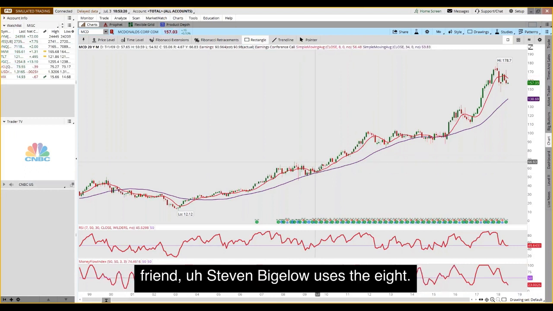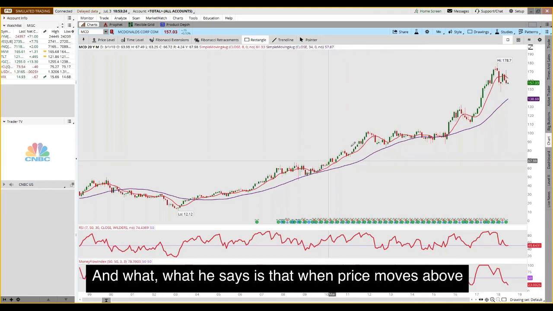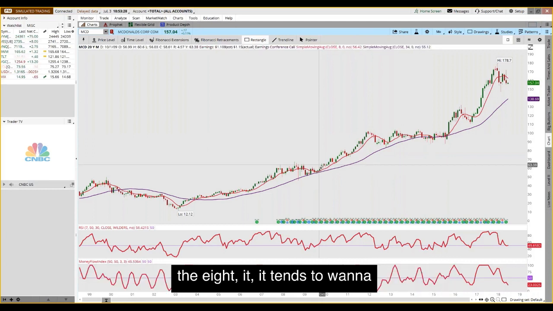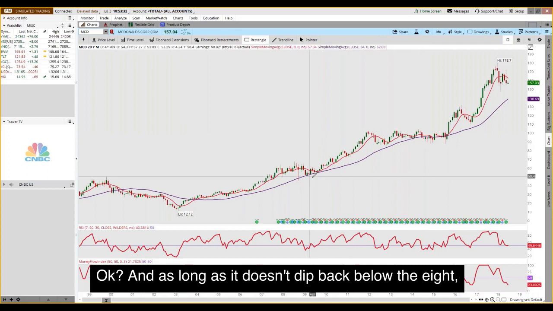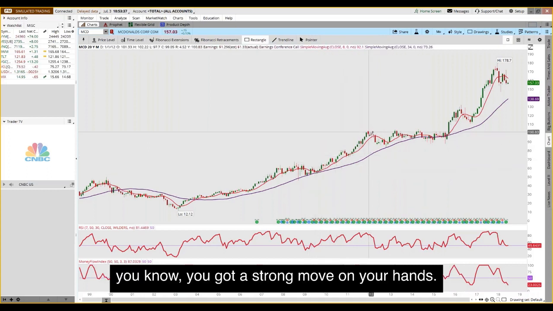My friend Stephen Bigelow uses the 8, and what he says is that when price moves above the 8, it tends to go on a run. He calls it the 8 bull run. And as long as it doesn't dip back below the 8, you've got a strong move on your hands.